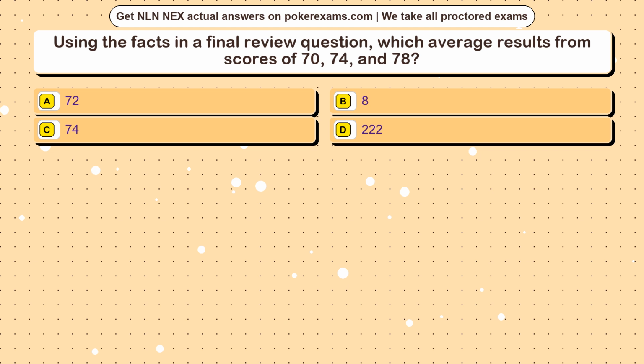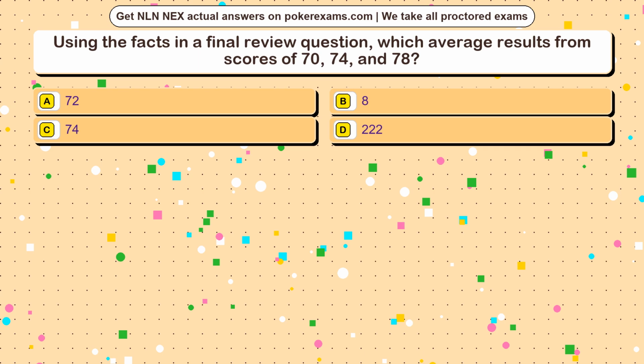Question 16. Using the facts in a final review question, which average results from scores of 70, 74, and 78? Option A, 72. Option B, 8. Option C, 74. Option D, 222.